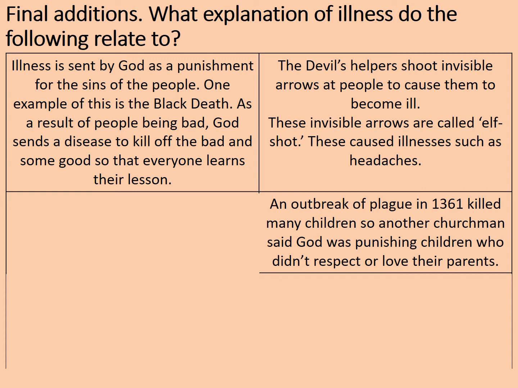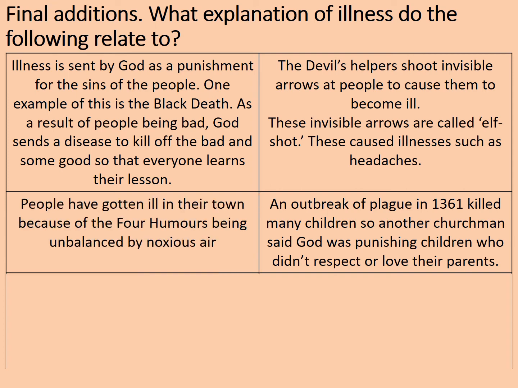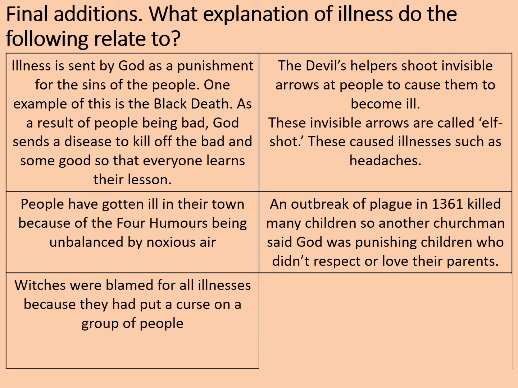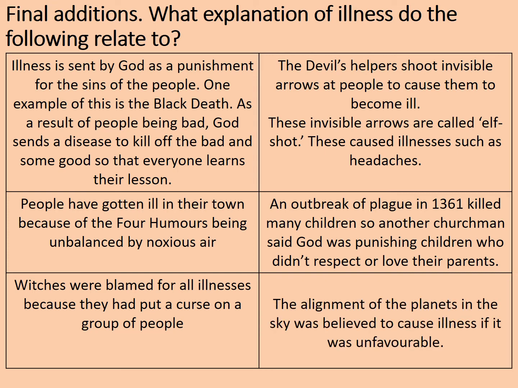An outbreak of plague in 1361 killed so many children, another churchman said God was punishing children who didn't respect or love their parents. Which section does that go in? People have gotten ill in the town because of the four humours being unbalanced by noxious air. Which section will you put that in? Witches were blamed for all illnesses because they had put a curse on a group of people. And the alignment of the planets in the sky was believed to cause illness if it was unfavourable.